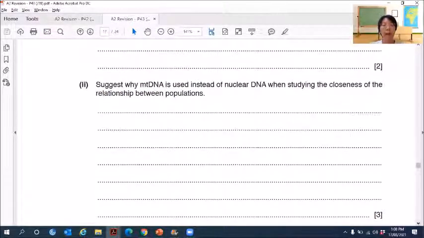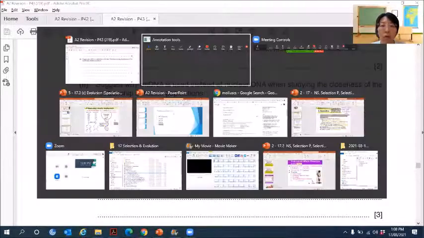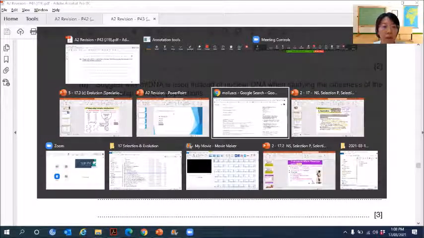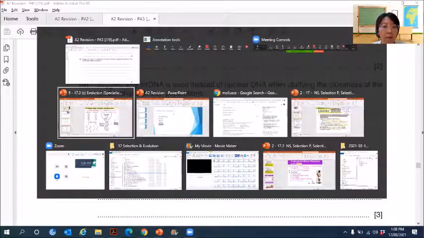Suggest why mtDNA is used instead of nuclear DNA when studying the closeness of the relationship between two populations. So this is a very important question, 3 marks. So going back to the theory here.